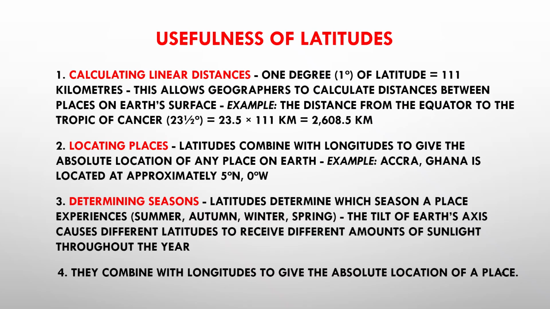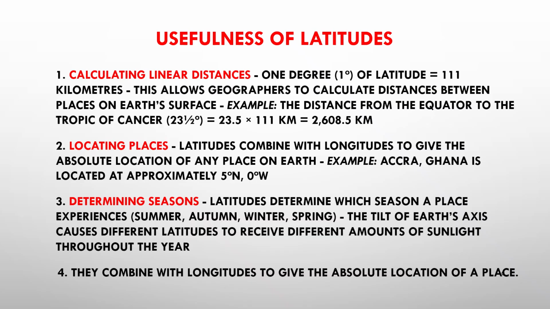Number 2, locating places. Latitudes combine with longitude to give the absolute location of any place on Earth. As the combination or the application of latitudes and longitude help us to give the precise or the exact location of a point on the surface of the Earth. So when you have both the latitude and longitude of a place, you can pinpoint its exact location, and this is called the geographic coordinates of a place.